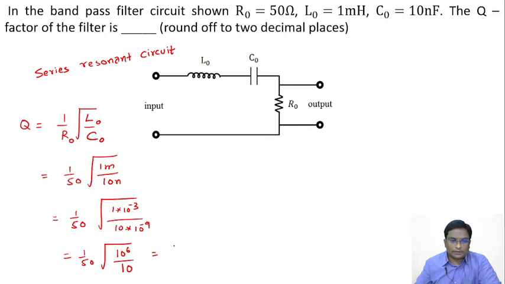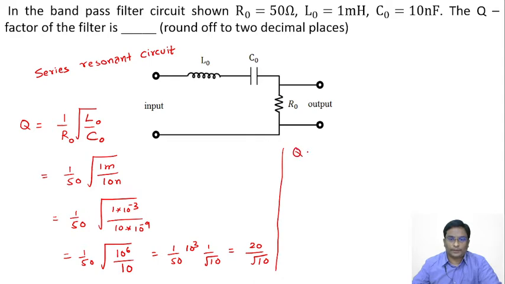So this is 1 by 50 times square root of 10 power 6, which is 10 cube. That is 1000 by 50, nothing but 20 by root 10. Just take the calculator and substitute this value. The value of Q is something like 6.32455532033. Let us round it to two decimals, and the answer is 6.32.